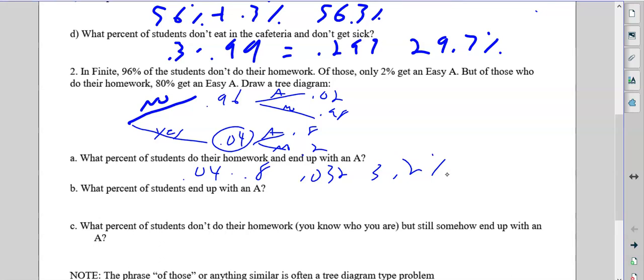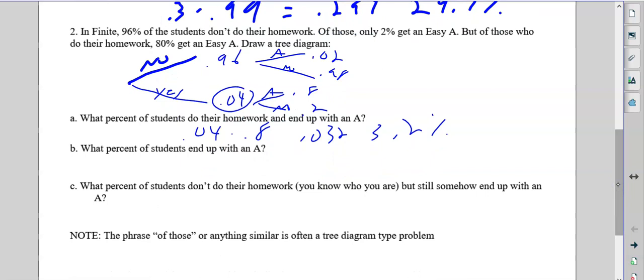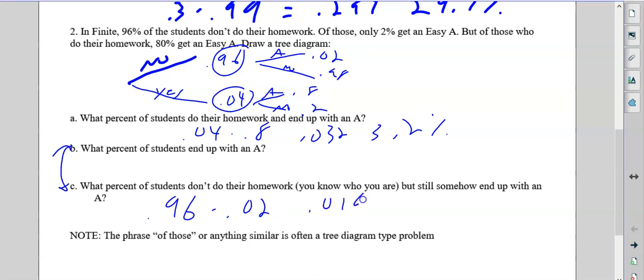Now, what percent of students end up with an A? Well, I'm actually going to skip. It would be easier if we do these backwards, because this one says what percent of students don't do their homework, but still end up with an A somehow. So that's 0.96 times the 0.02. That ends up being 0.0192, which is 1.9%.